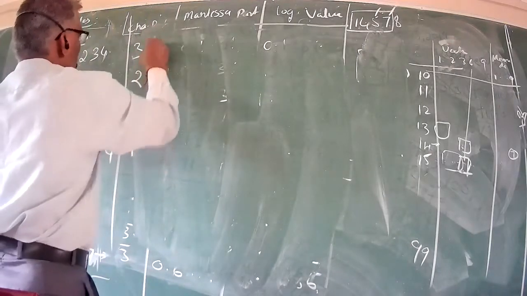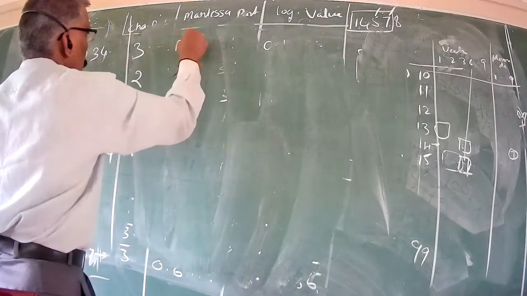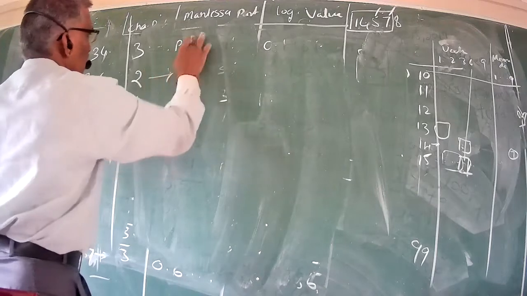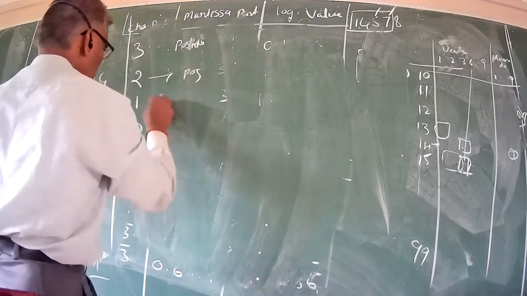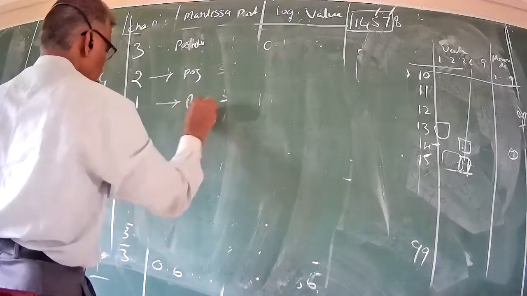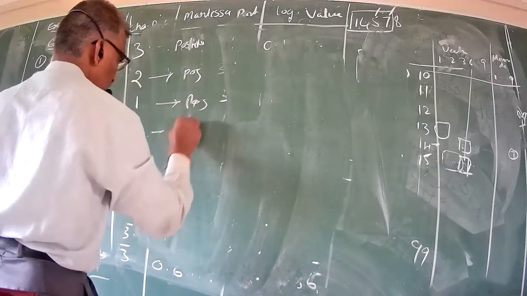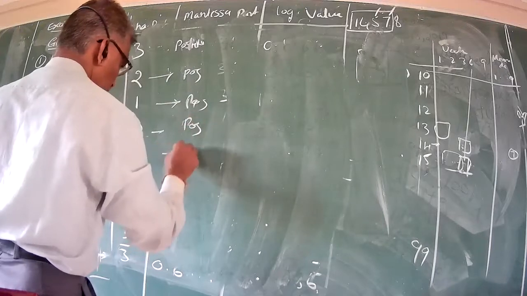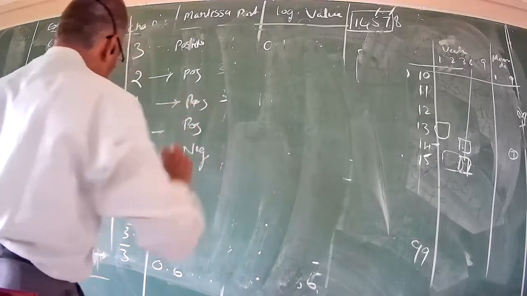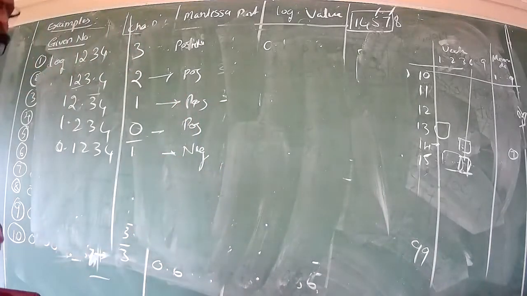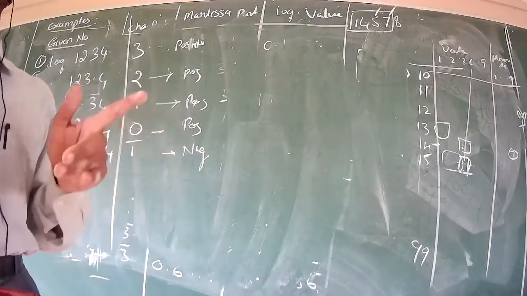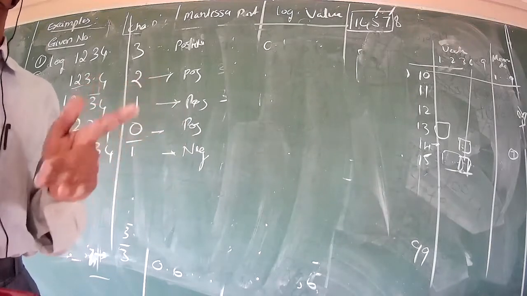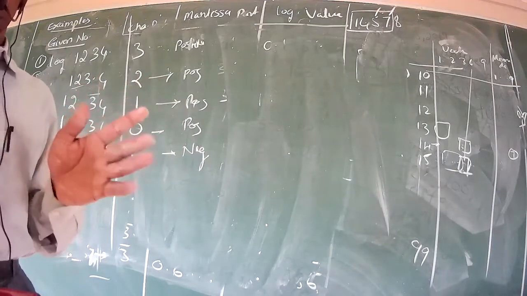Here it is positive. Here the characteristic part is positive. This is positive. This is again positive. This is positive. This is negative. So as I said earlier, the characteristic part may be positive, negative or 0, but remember that the Mantissa part is always positive.